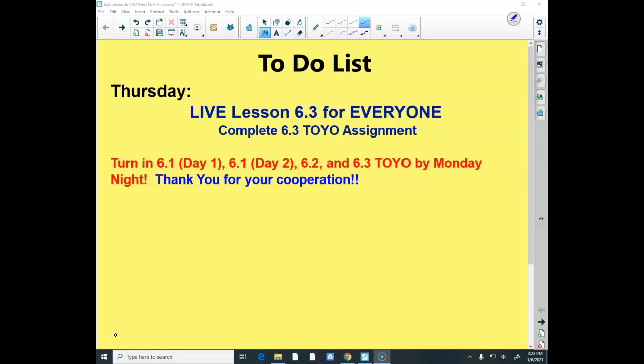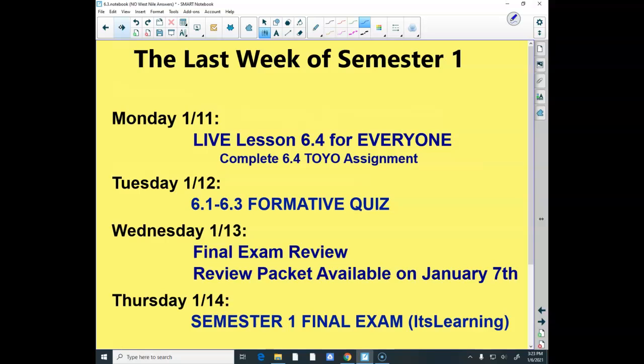I truly mean that. A lot of people are turning their stuff in regularly. A lot of people are not. Don't forget, next week is the last week of the semester. Monday we're going to have another lesson. Tuesday a quiz. Wednesday is the final exam. Virtual people should be picking up their packets that they've been missing, as well as their review packet for the final exam, today and tomorrow. And then we're going to have our final exam next Thursday. And remember, that's 10% of your overall semester grade. It's really important. Make sure you get it done.